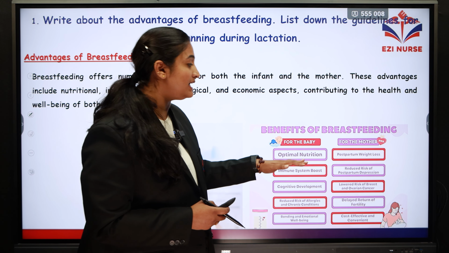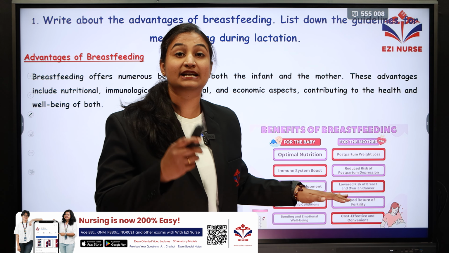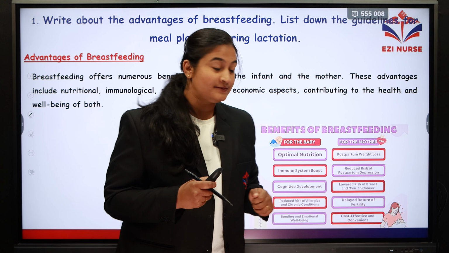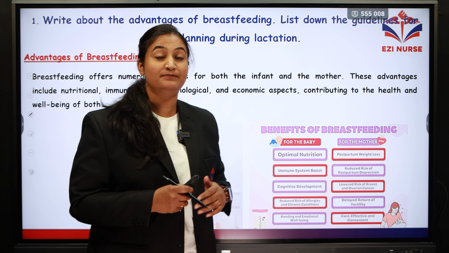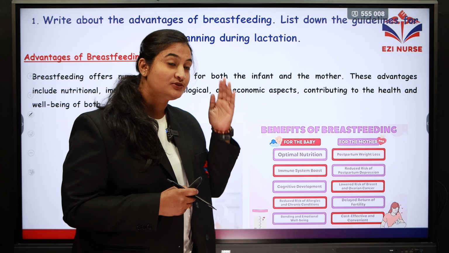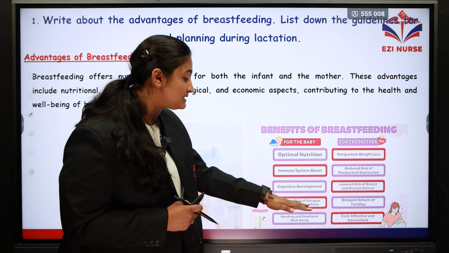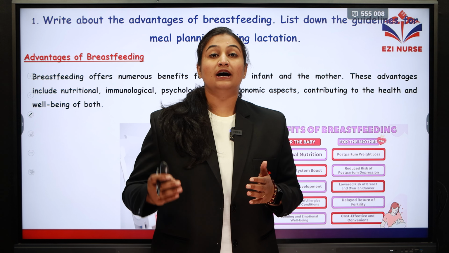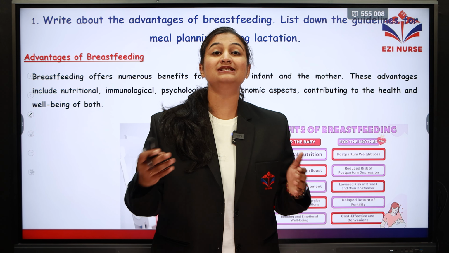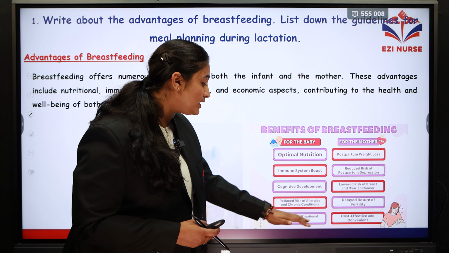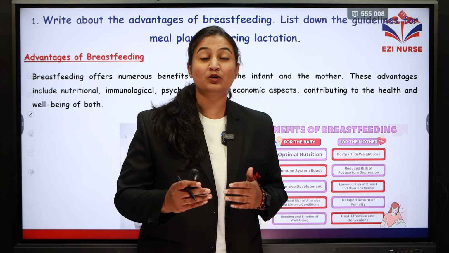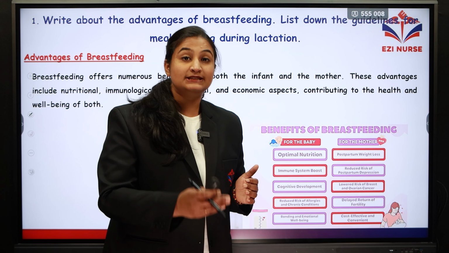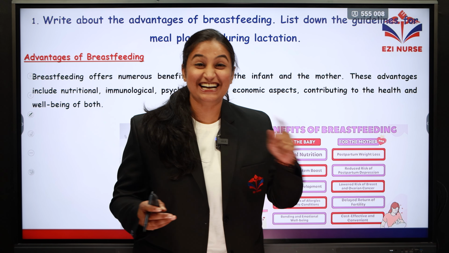For the babies, they will have optimal nutrition, that is positive nutrition. The immune system will be boosted up. Coming to cognitive development, the brain development will be very good. There is reduced risk of allergies and chronic conditions, so they will not have much fever, and cold and flu will not suddenly enter their body. Then bonding and emotional well-being: there will be a rapport between the mother and the baby, and a bonding that will last from life till death.